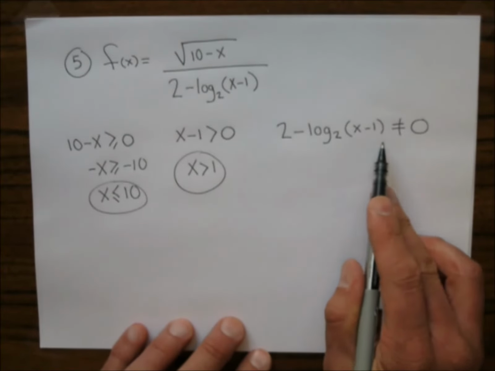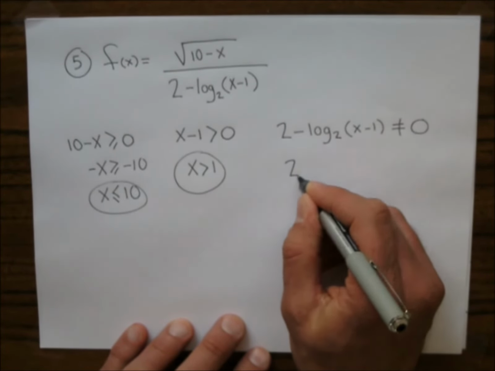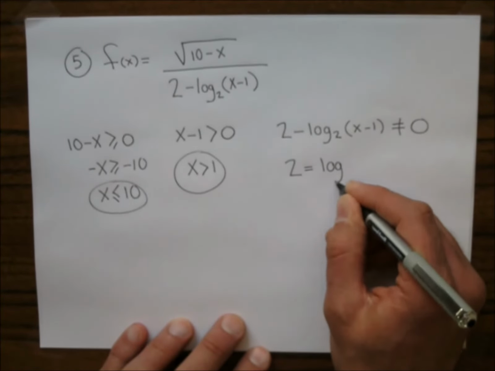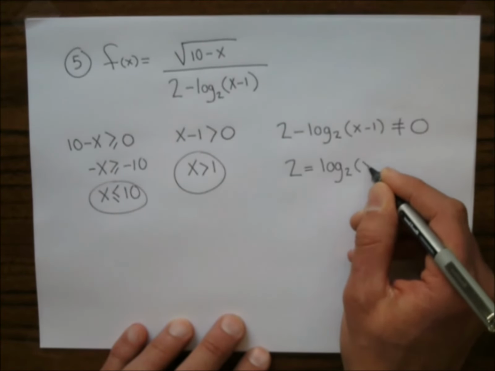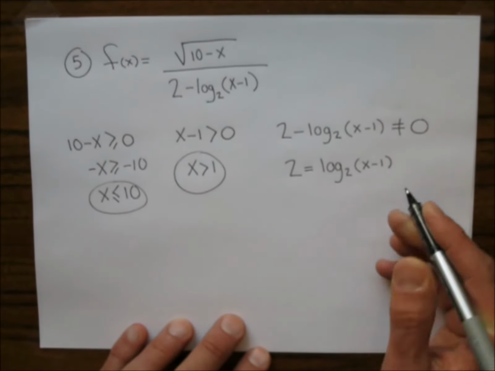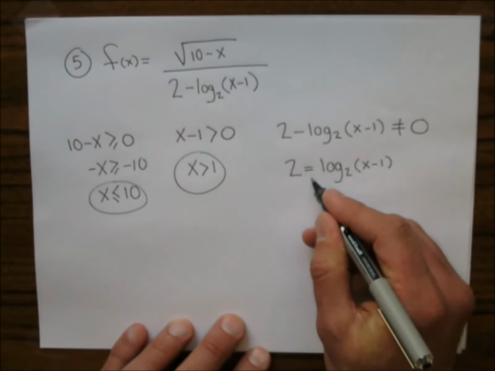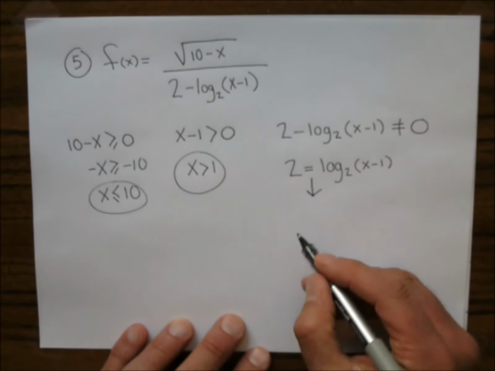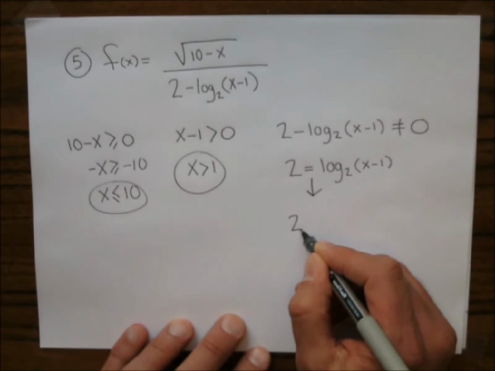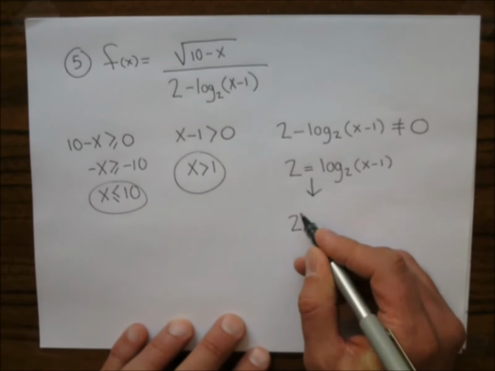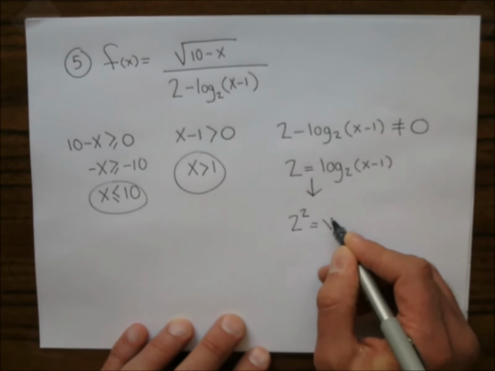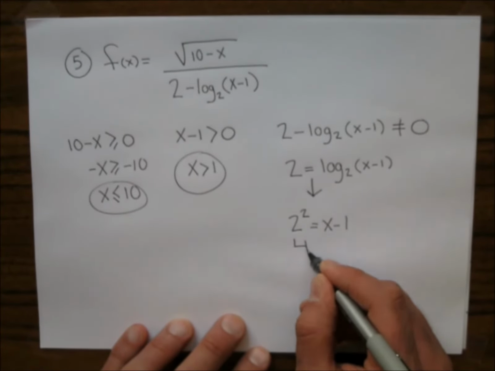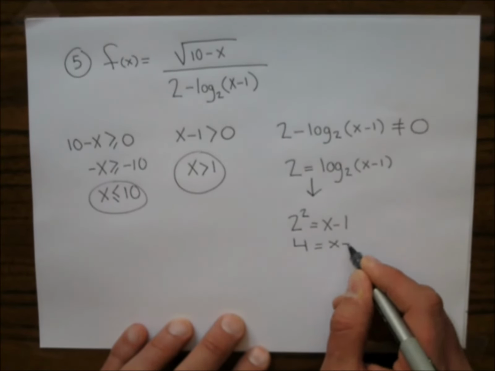And on this one, this is going to actually be a little challenging because we haven't done log equations. 2 equals log base 2 of x minus 1. I'm going to change from Clark Kent. No, wait, that's Superman. Back to Clark Kent. The base is 2. The exponent is 2. This equals x minus 1. 4 equals x minus 1.